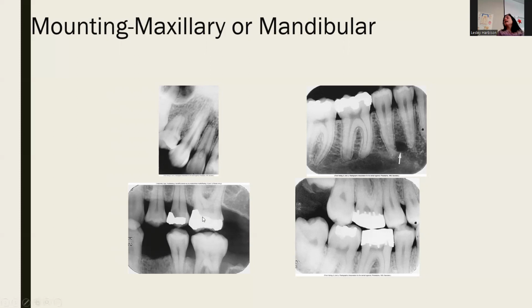So what's going on here? Is it upside down? Yeah, it's upside down. And what makes you think that? Yeah. You can see that this external oblique ridge is going down, and then you can also see the tuberosity there on the maxillary molar. And then you can see those 2 clean roots.